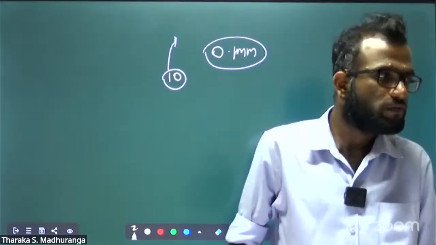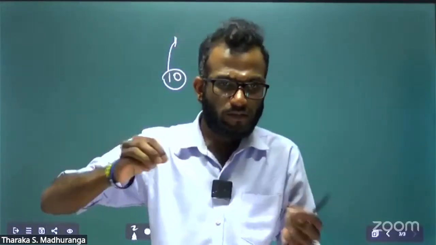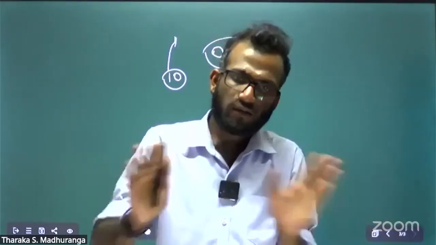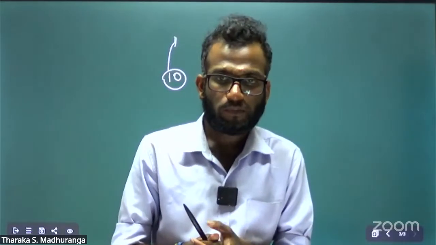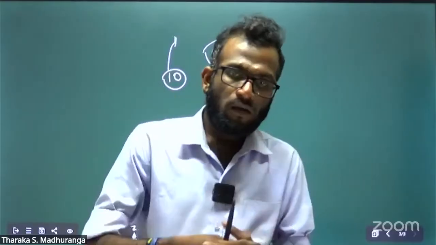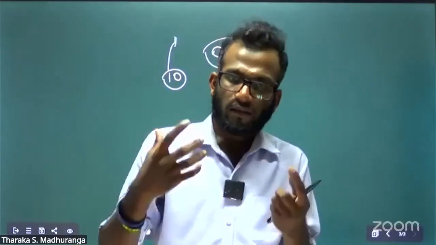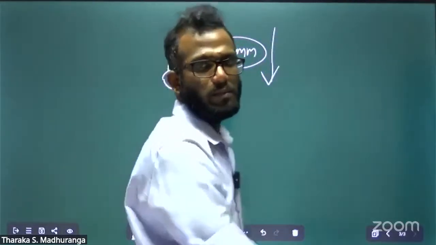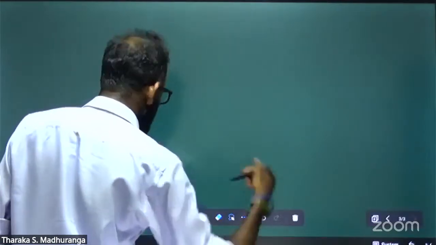I think you got a lot of new things today. If the diameter is less than 0.1 millimeter, we can't observe it. If it is 0.1, we can observe it. That's why, can we observe bacteria? No. Any microorganism cannot be observed with our naked eye, which means their diameter is less than 0.1 millimeters.